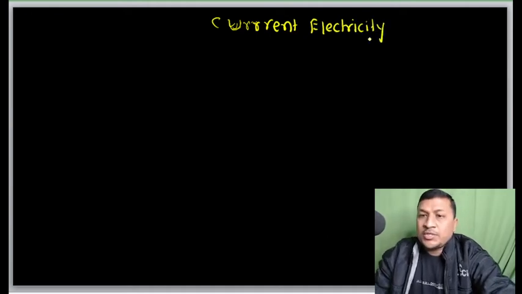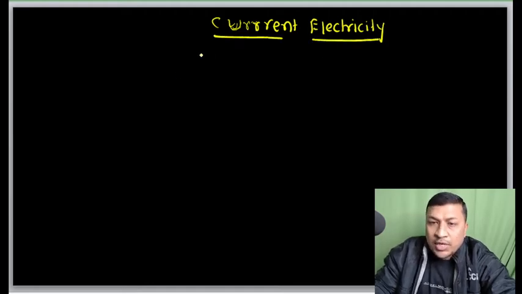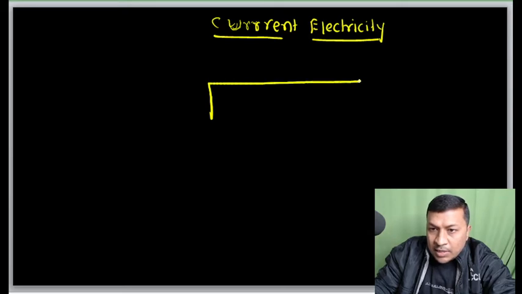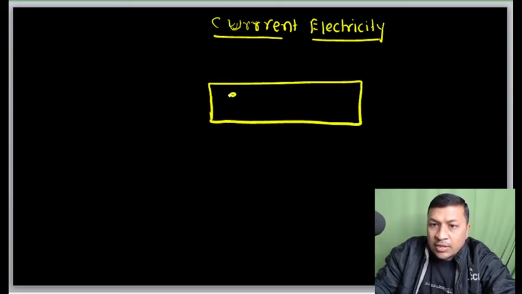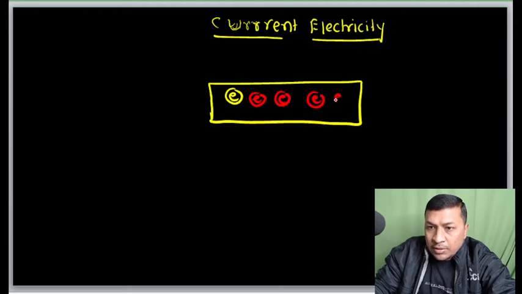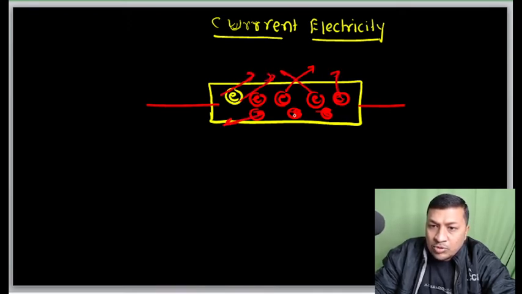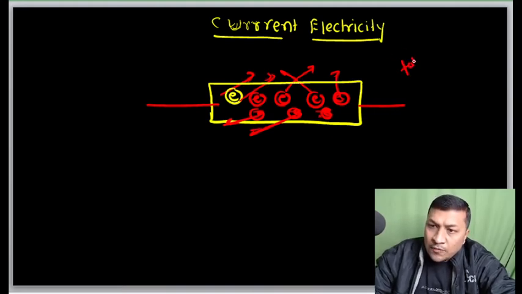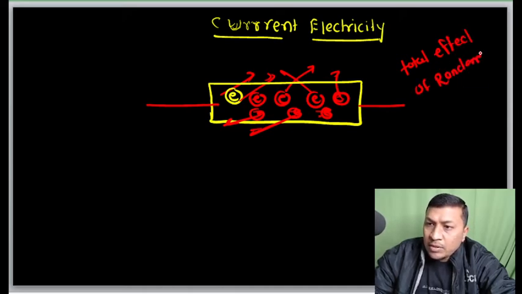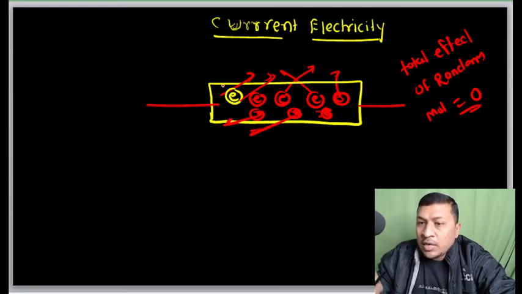When we discuss current electricity, first we will discuss what current is, and then we will go to electricity. Suppose there is a metal or any conductor, and inside that conductor we have electrons. When it is not connected to any supply, these electrons are in random motion. The total effect of this random motion becomes zero, and therefore no current will flow through this conductor.